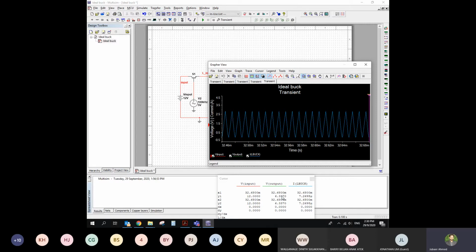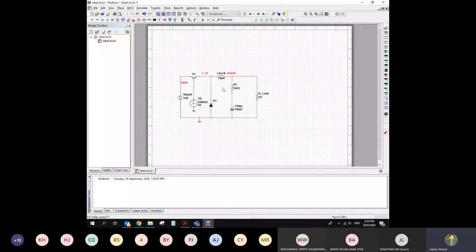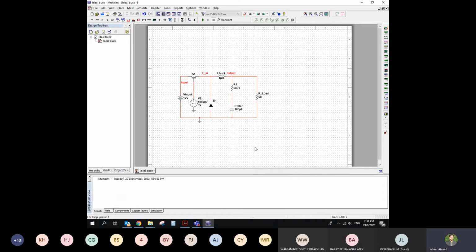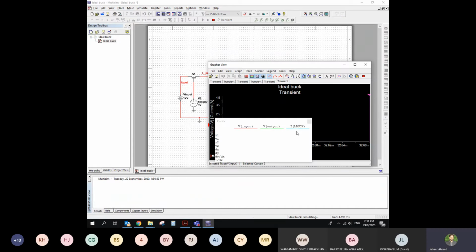Previously it was 50, now 10. Let's make it 1 micro, 10 times lower. Let's resimulate it.